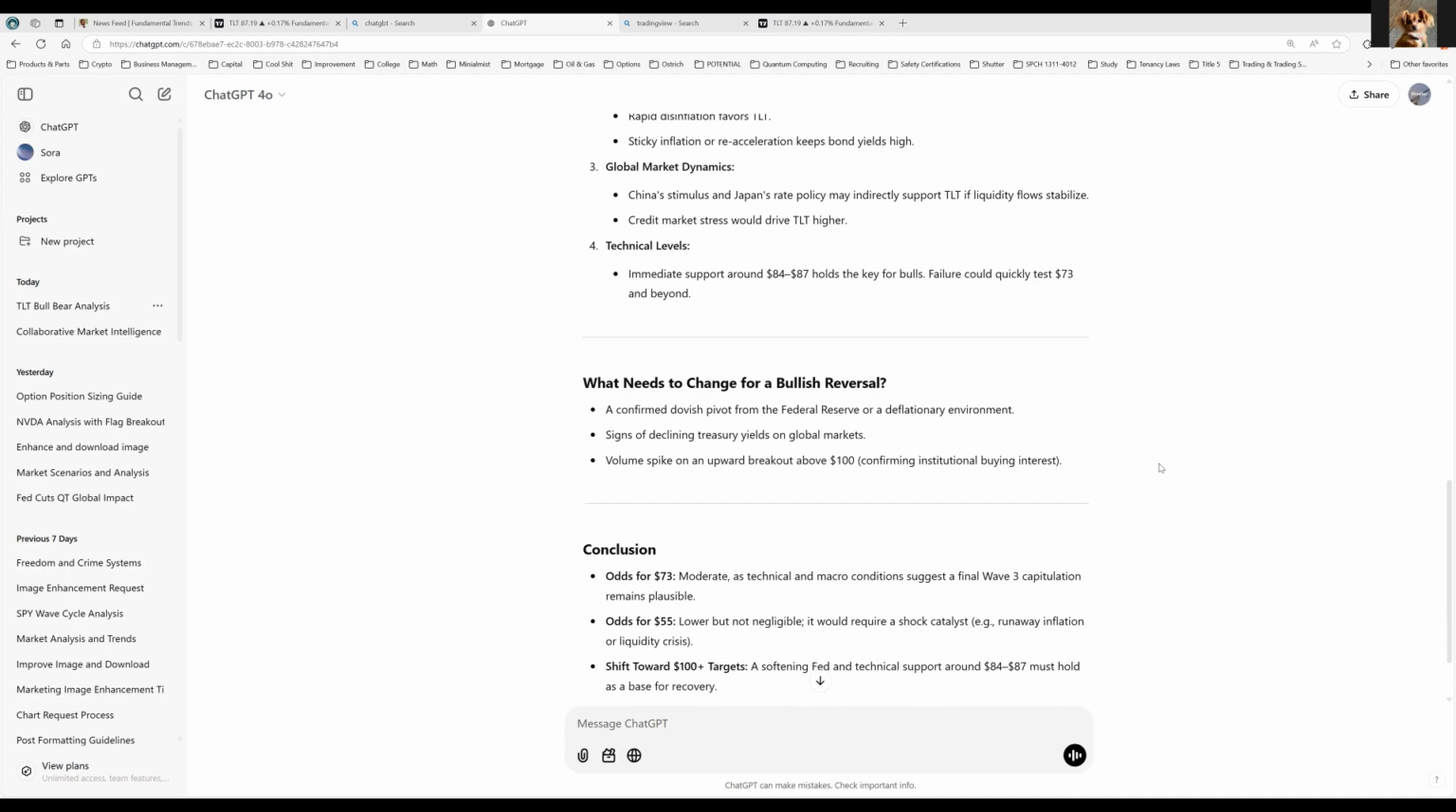But what needs to change for a bullish reversal? We need a confirmed dovish pivot, which we've had, but it's waning. Signs of declining treasury yields, which as long as the U.S. debt is as high as it is, I don't think that wins. I think we continue to warrant higher yields because of the risk factor in there. A volume spike on an upward breakout above $100 sort of confirms buying interest. So we've got to get $15 to $20 higher than where we are now for that reversal to come out.